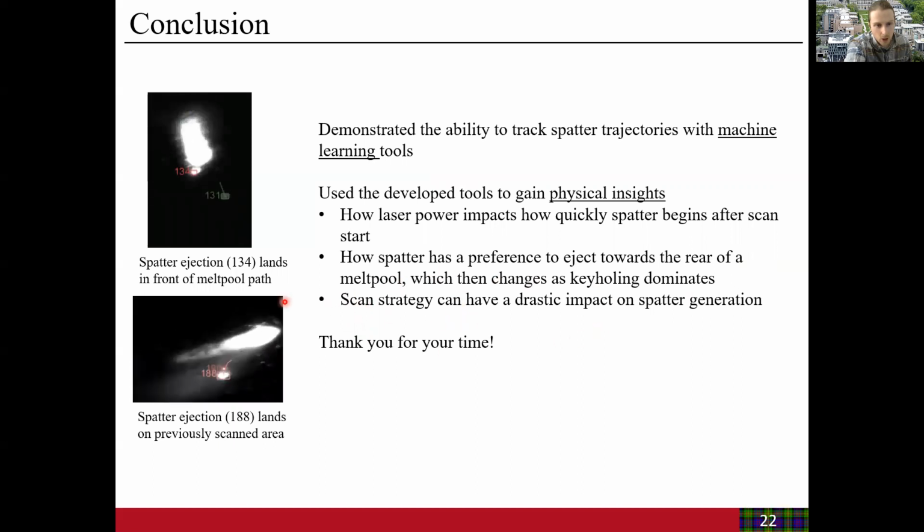I'd like to end by showing two instances of spatter particles ejecting from the melt pool, on the top and bottom here. On the top, we're showing the spatter ejection landing back on the build substrate in front of the melt pool. And on the bottom, we're showing spatter ejection landing back onto the previously melted regions.